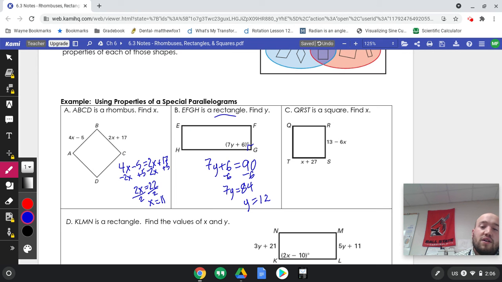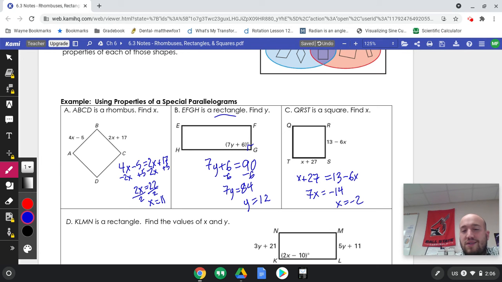QRST is a square. If it's a square, once again, we know that all the sides are congruent. So I can just take x plus 27, set it equal to 13 minus 6x. If I add the 6x over, I'll have 7x. Subtract the 27, I'll have minus 14. We'll divide, we'll get x equals negative 2.